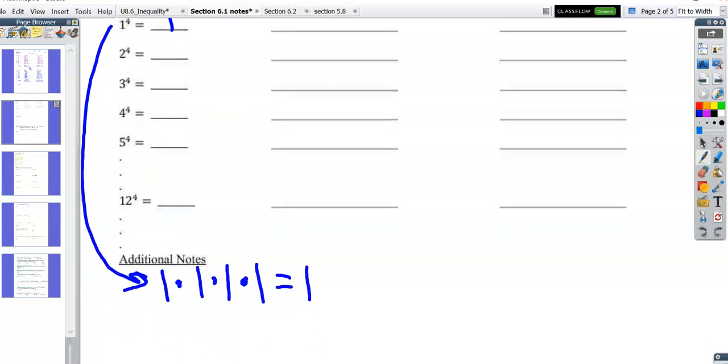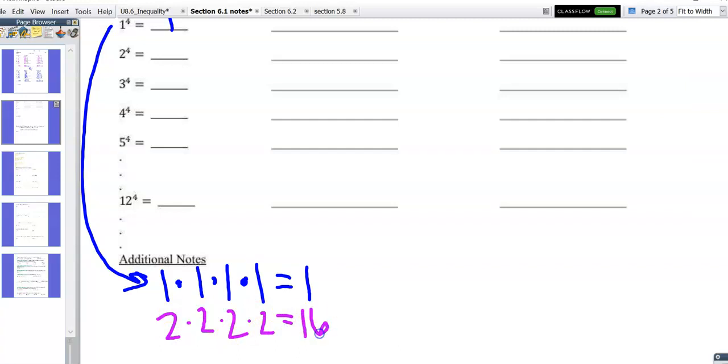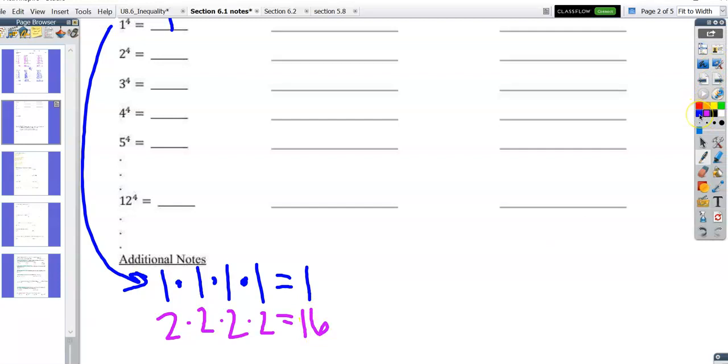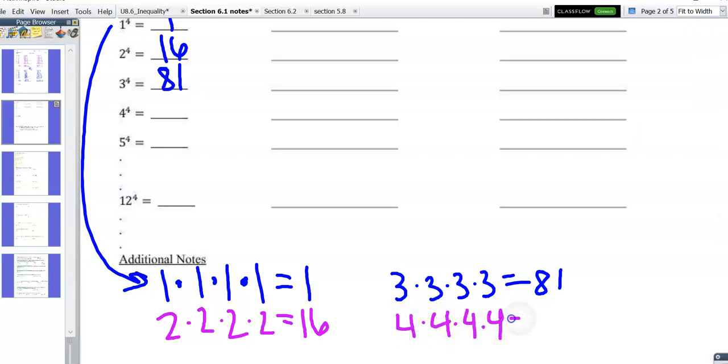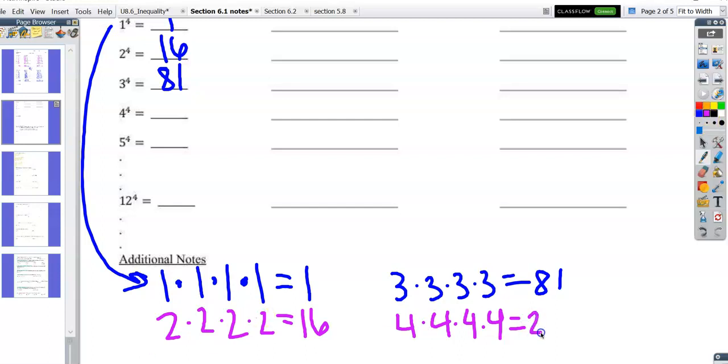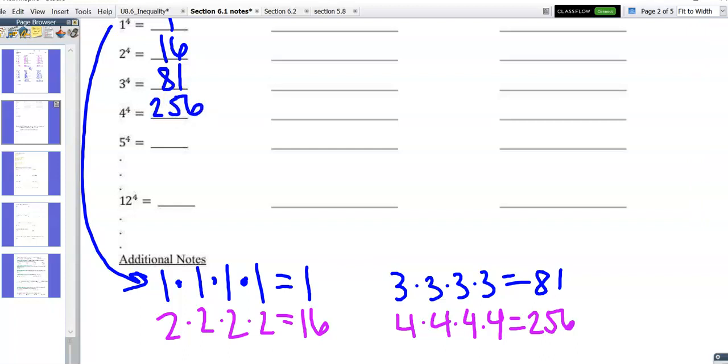You do 2 to the 4th power, that's the same thing as 2 times 2 times 2 times 2. We get 16, and you can see how quickly these values are increasing. Next would be 3 times 3 times 3 times 3, which is 81. And then we have 4 times 4 times 4 times 4. Then you have 5 to the 4th power, which is 5 times 5 times 5 times 5, which is 625.